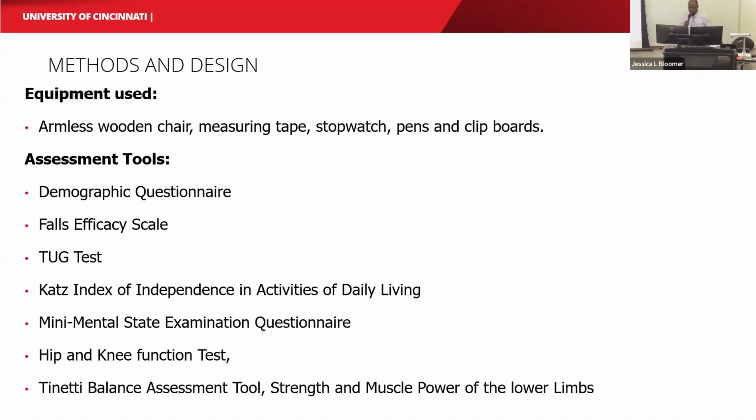And then the equipment used: we needed an armless wooden chair, measuring tape, stopwatch, pens, and clipboards. This was for collecting different information. And the assessment tools we worked with, the first was the demographic questionnaire, which had basic information around age and gender. This is also where we understood if there were any vision problems, if they had experienced falls in the last year, and if they had chronic health conditions. All that was captured in our demographic questionnaire.